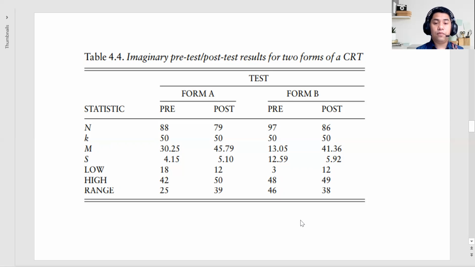In terms of distribution, the standard deviation of each test in both form A and B has a lower score than the mean. As we can see here, the scores for standard deviation for form A are 4.15 and 5.10. And then for form B are 12.59 and 5.92. And those scores are lower than the mean scores. So we can conclude that the questions have normal data distribution.